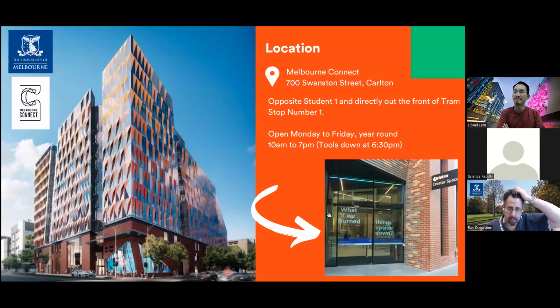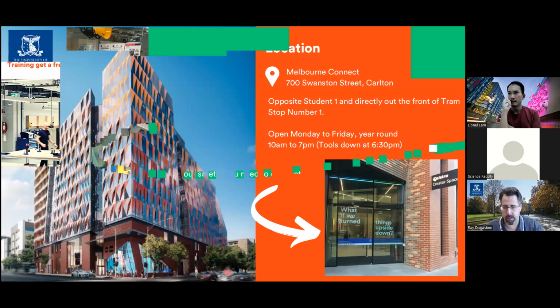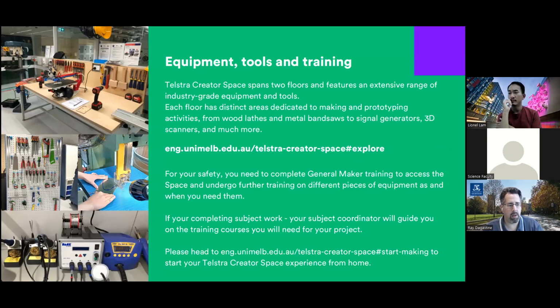So that's the entrance on the corner of Swanston Street. Melbourne Connect is this really tall building. Actually, a lot of engineering lives there as well. The equipment and tools that are there are quite involved. It's 2 floors. We've used the 3D printer maker suite quite a lot. The laser cutters are pretty awesome too. As you can see, there's woodworking, there's an electrical shop, there's metalworking tools.